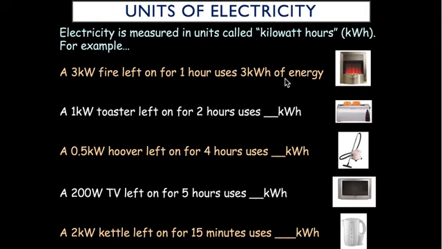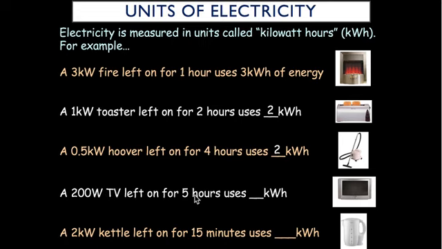So here we've got an electrical fire, and a 3 kilowatt fire left on for 1 hour would use 3 kilowatt hours of energy. Let's have a look at these and see if we can do these. A 1 kilowatt toaster left on for 2 hours, how much would that use? So 1 kilowatt times 2 hours, 1 times 2, that would equal 2 kilowatt hours. A 0.5 kilowatt Hoover left on for 4 hours, that would be 0.5 times 4, so that would be 2 kilowatt hours.